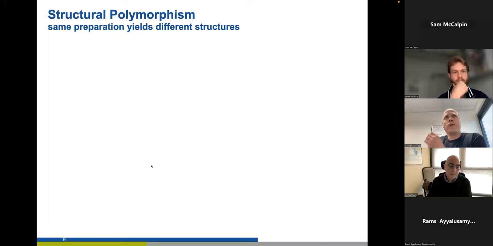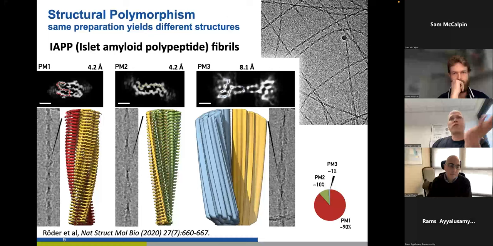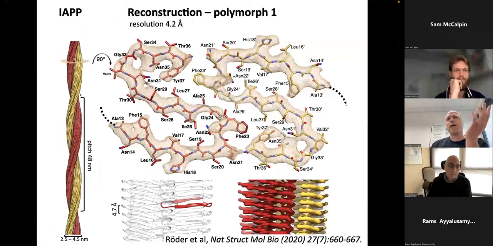So we determined the structure, and we found three different polymorphs. The first polymorph here is the most dominant one. This is the structure. So this looks like many other amyloid fiber structures. You get these stacked sheets, and you have two protofilaments.